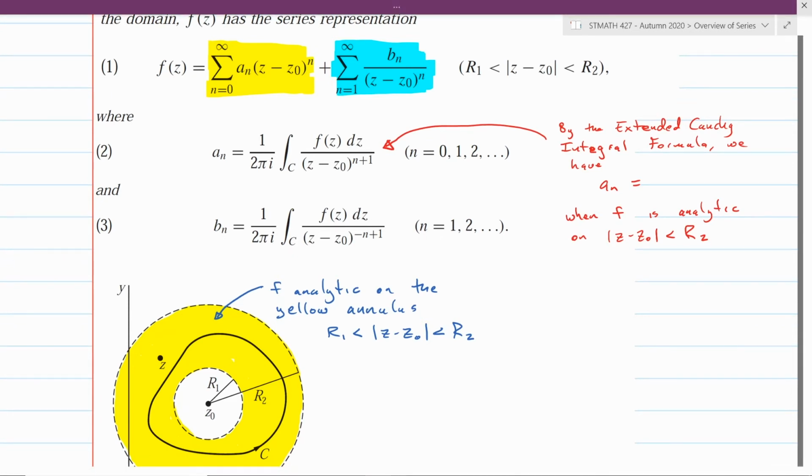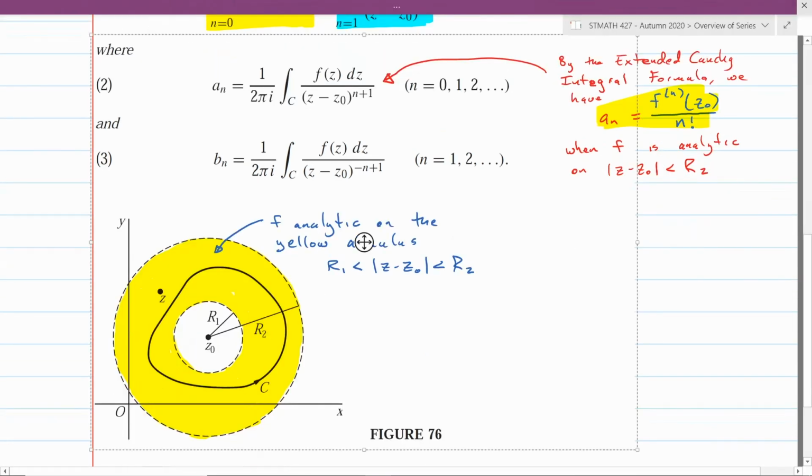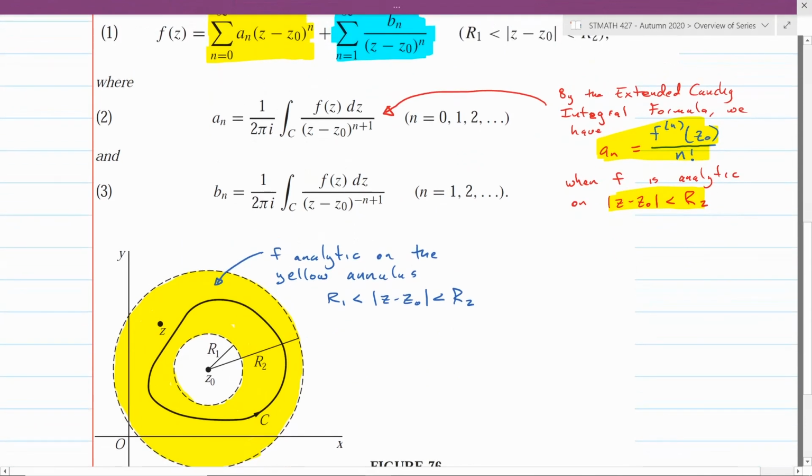And in fact, it turns out that the a sub n's, if you happen to know that the function f there in the numerator is analytic all the way down to the center point, so analytic on the disk of radius r2, then those a sub n's you can actually compute using the Cauchy integral formula, and it works out to be exactly the coefficients that you get for the Taylor series. You get the nth derivative evaluated at z naught divided by n factorial. It's exactly what those a sub n's work out to in that special case whenever you have f analytic all the way down to the center of that picture there on the bottom left.